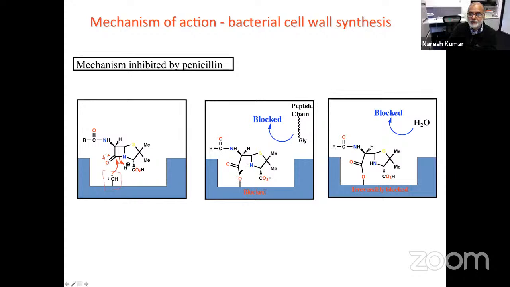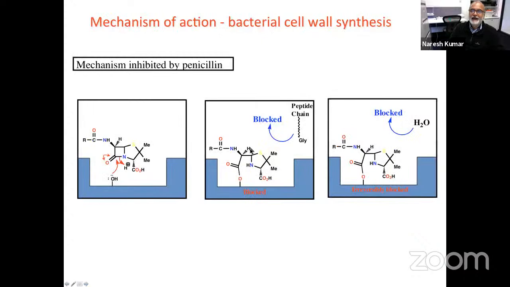And once a covalent bond is formed with the penicillin, the active site is occupied. The active site is irreversibly occupied. And when the peptide chain comes in, it cannot come in. It's blocked because there's a drug present in it which has covalently bonded. And if the peptidoglycan cannot form a cross-linking, then the bacteria basically die and you get this antibiotic effect.